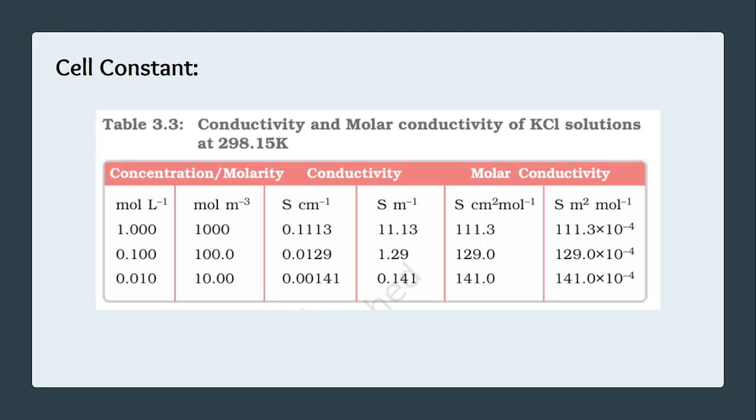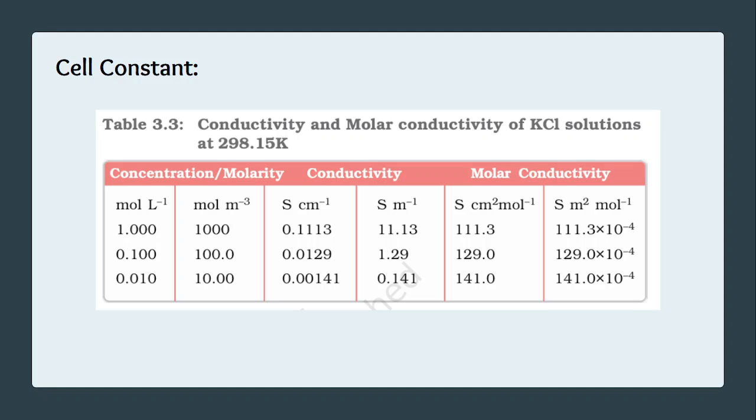We cannot actually calculate or measure the length and the area of each of the conductivity cells. Imagine the amount of time it would take for us to calculate all of that. Instead, what we do is use a standard solution of KCl. So we know at different concentrations what the conductivity of the KCl solution is. Using that, we are able to calculate the cell constant of various conductivity cells.